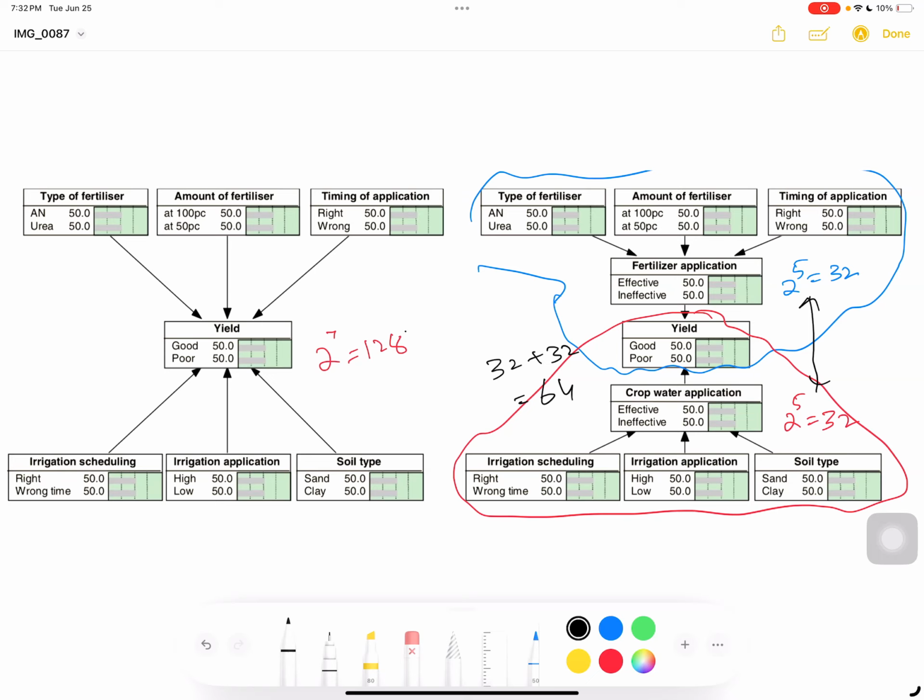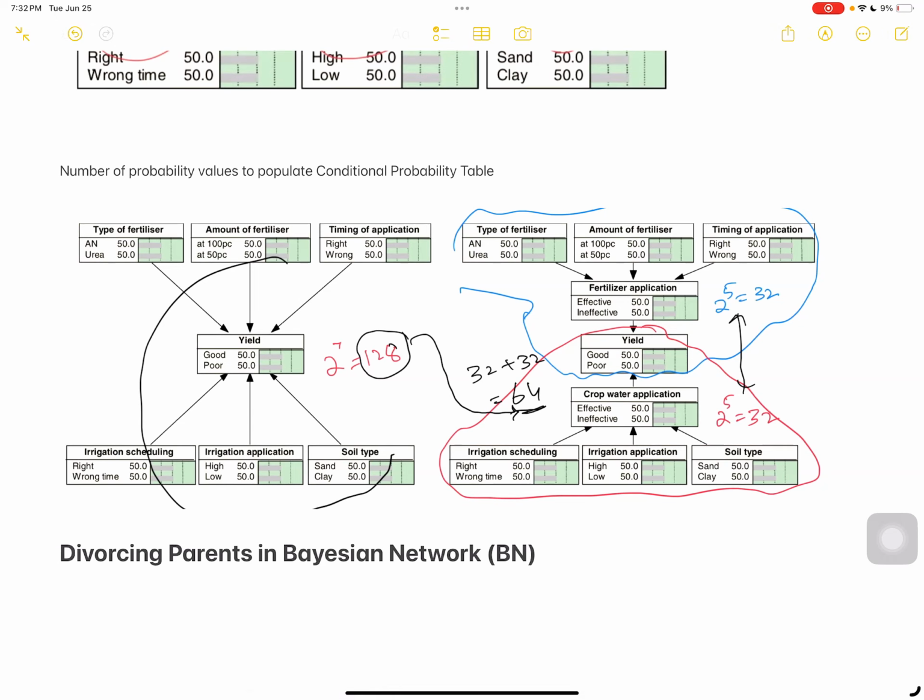So as you can see, from the 128 probability values that I was looking for in the conditional probability tables of the whole network, I have reduced it to 64 values. So that is the advantage of divorcing parents in a Bayesian network.